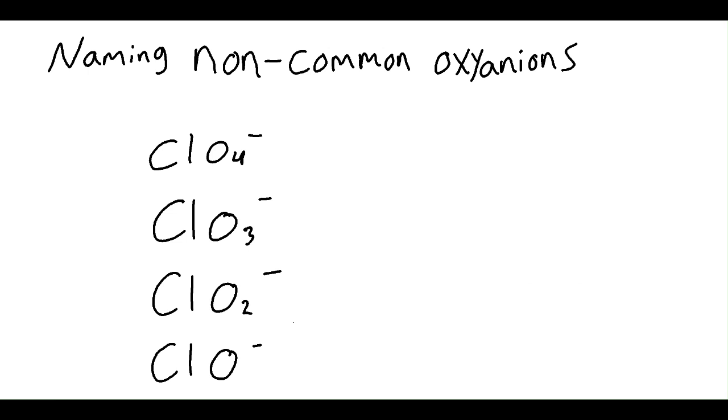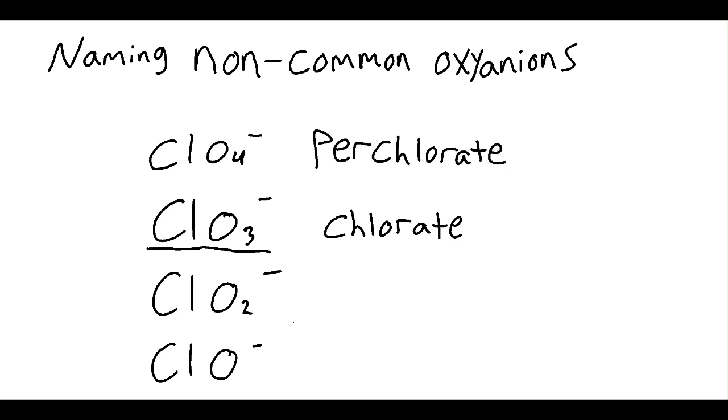The first step is to identify which one is your root. The root is this one because we know all the halogens have a common oxyanion with 3 oxygens. So this is chlorate. And then if we add 1 oxygen, then it becomes perchlorate. If we take 1 oxygen away from the root, then it becomes chlorite. And if we take 2 oxygens away from the root, it becomes hypochlorite.